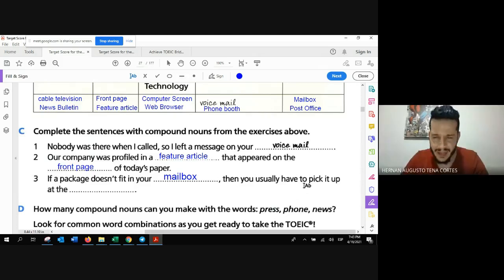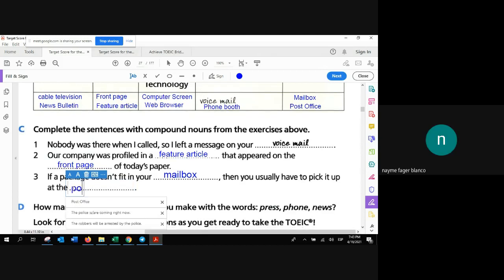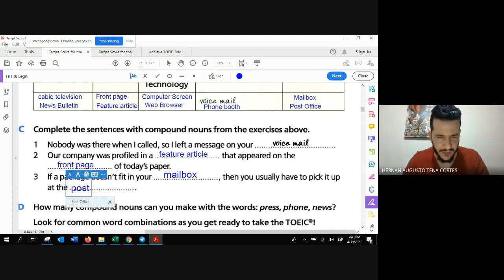If you have a package, and it doesn't come to your house, you have to go to the post office.